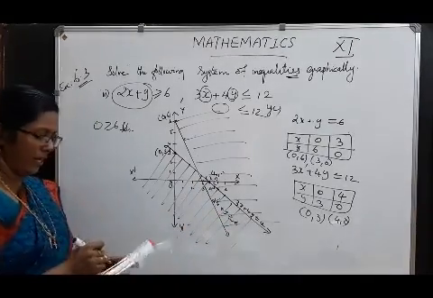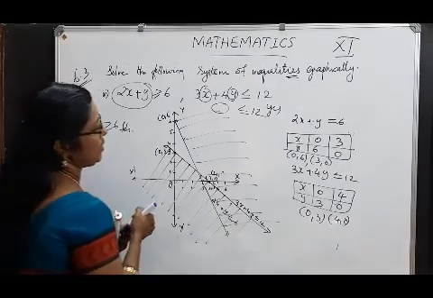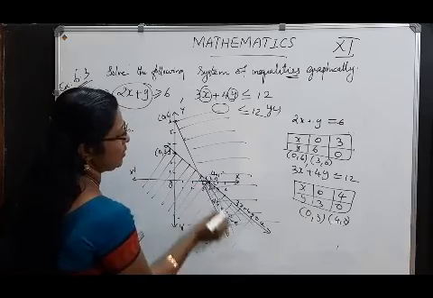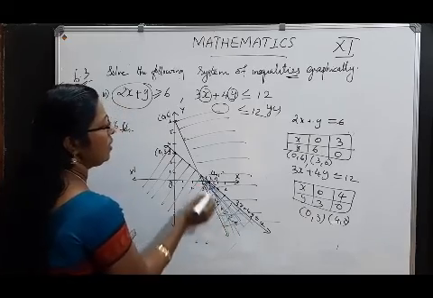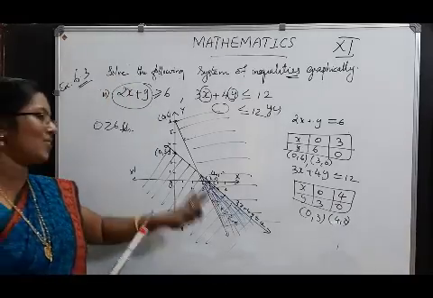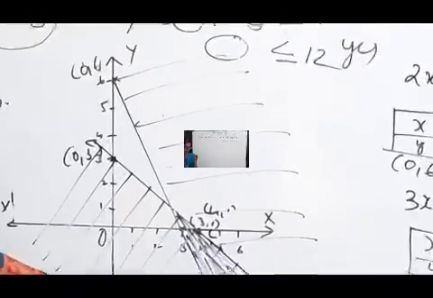Okay, so our required region, the coinciding region, is where? This point. This is the region. Okay, this shaded region is our solution. Okay, solved. Here the solution is this region. Okay, clear? One more question.